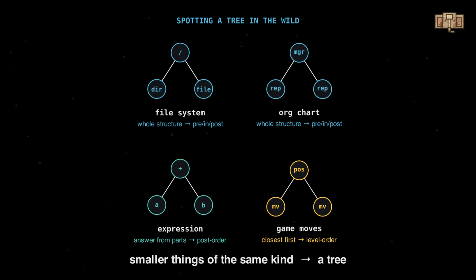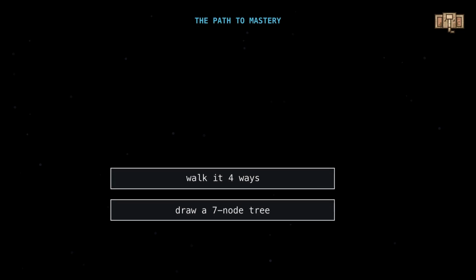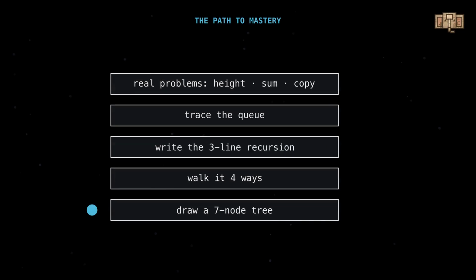An answer built from the parts wants post order. The whole structure in some order wants pre, in, or post, and closest first wants level order. You master trees by tracing them on paper until the walks become reflex. Draw a small tree from scratch. Walk it all 4 ways. Pre-order starts at the root, in order comes out sorted, and post order ends at the root.